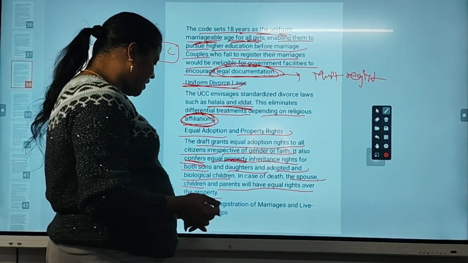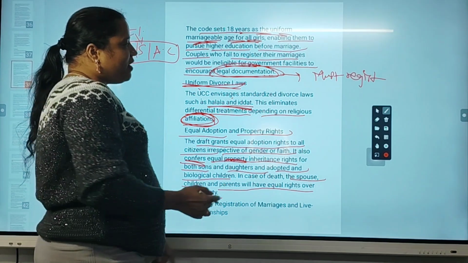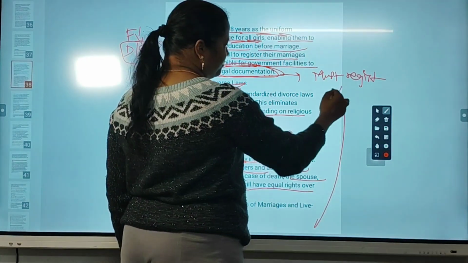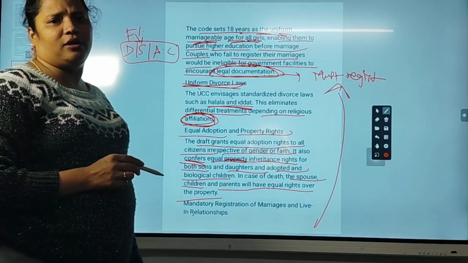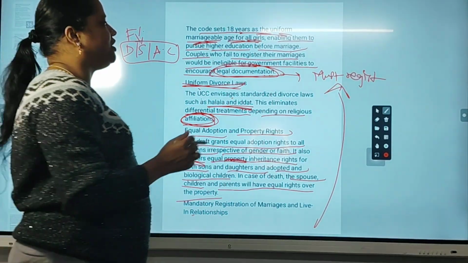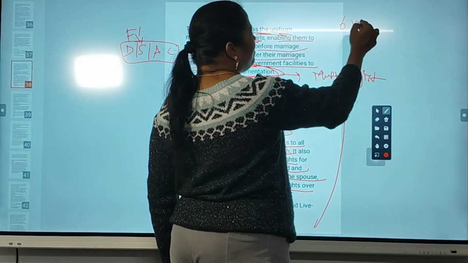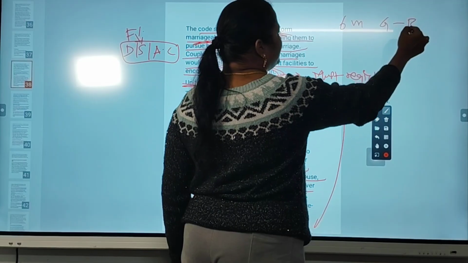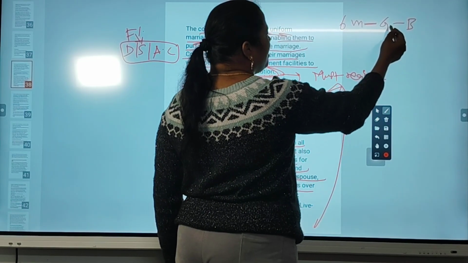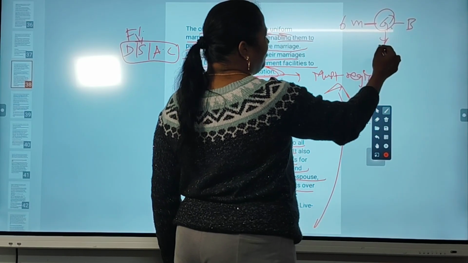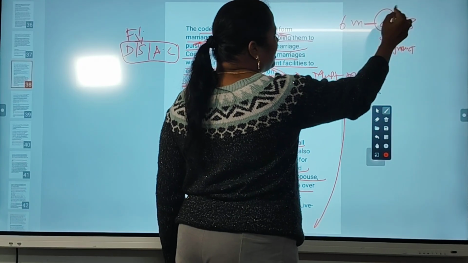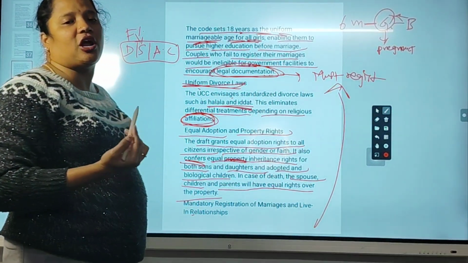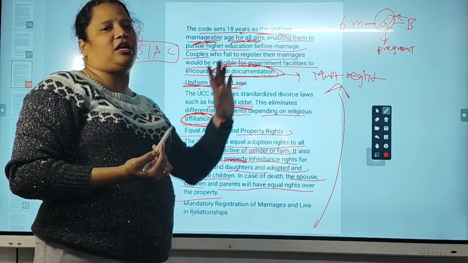Mandatory registration of marriages and live-in relationships. Even live-in relationships must get registration. Otherwise, anything can happen. Suppose a girl can be easily cheated. A girl lives with a boy for 6 months in a live-in relationship. After that, if the girl becomes pregnant, then the boy can easily cheat because it is not a married relation, not a registered one. It is a live-in relationship.